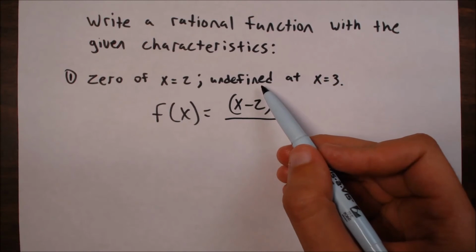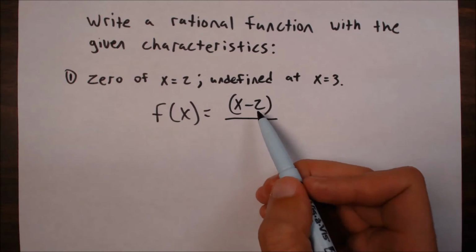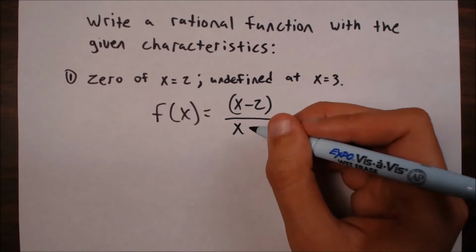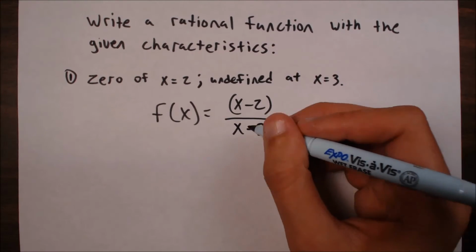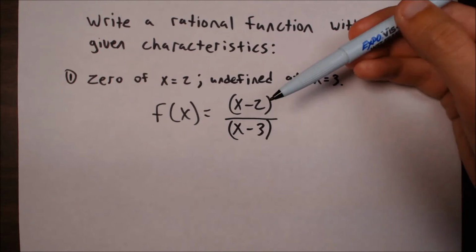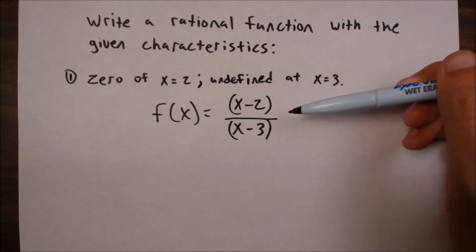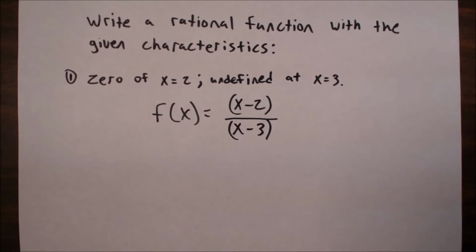If it's undefined somewhere, that's referring to the denominator. So if it's undefined at x equals 3, then the denominator must have x minus 3 in it. So you can see you would have a 0 at 2, because that would give you 0 here. It's undefined at 3, because if I plug a 3 in, I'll get a 0 in the denominator. And that's it.